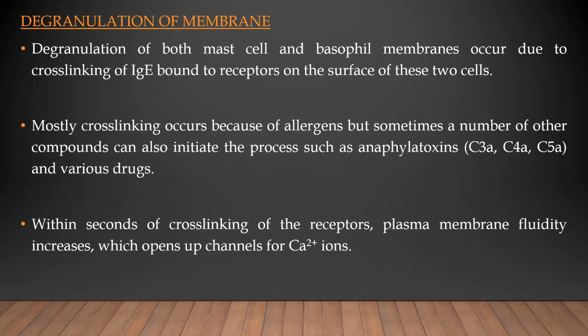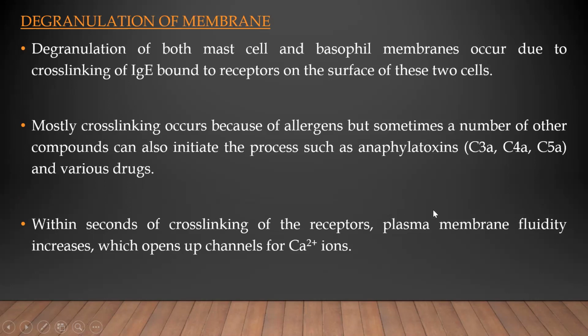Now, we've been hearing about allergens, which cause cross-linking. But it is not only allergens that cause cross-linking. There are certain other compounds which can cause cross-linking, like various drugs which can cross-link the IgE bound to the surface receptors. There are certain anaphylatoxins also, which can cause cross-linking of IgE on the surface of basophils and mast cells. Anaphylatoxins include C3a, C4a, C5a, and various drugs.